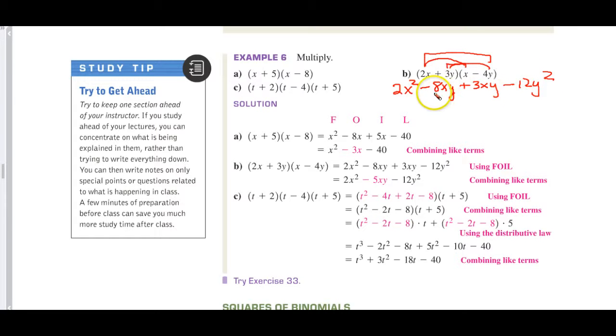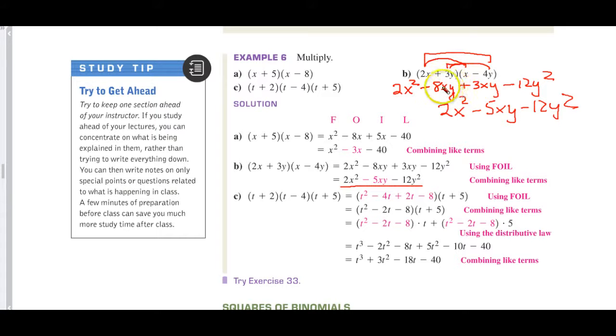Often the middle terms are like terms that you will group together. So your final answer will be 2x squared minus 5xy minus 12y squared, which is what they have here. And the process by which we did it was the FOIL.